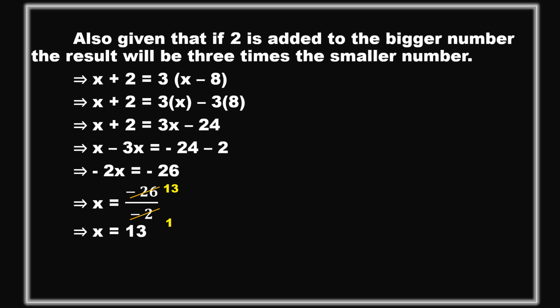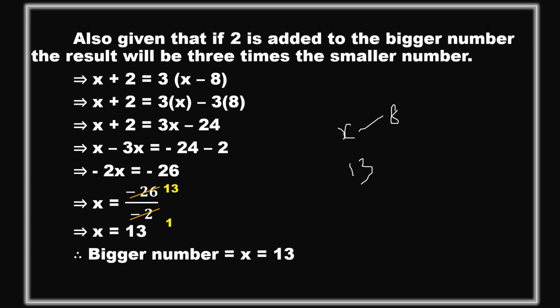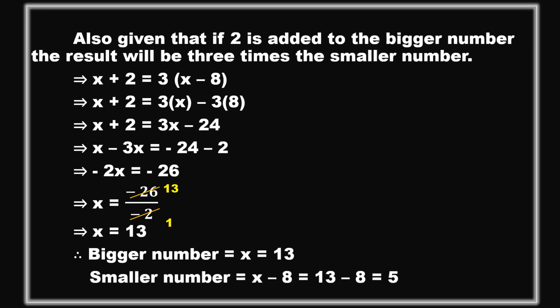Now we have to find out two numbers. What are our two numbers? One is the big number and one is the small number, right? So the big number we have taken as x. So x is 13, so the big number is 13. Okay. Now what about the small number? The small number is x minus 8. So 13 minus 8. What is 13 minus 8? It is 5. Okay. So the big number is 13 and the small number is 5.